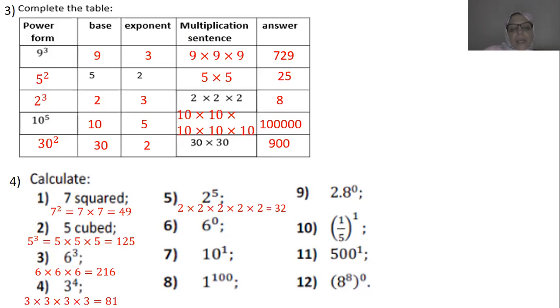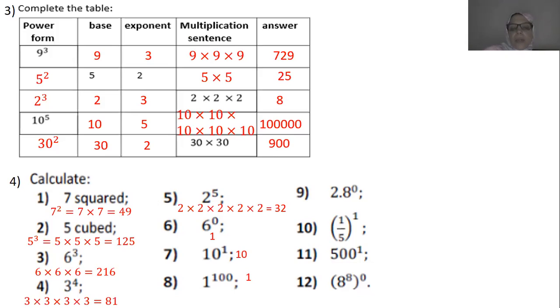Number 6 is 6 to the power 0. We know that there's a rule which says any number to the power 0 gives me 1. So 6 to the power 0 is 1. The seventh one, 10 to the power 1, any number to the power 1 gives me the number itself. Yes. Number 8, 1 to the power 100. 1 to any power always gives me 1.